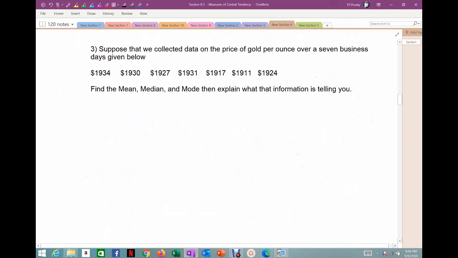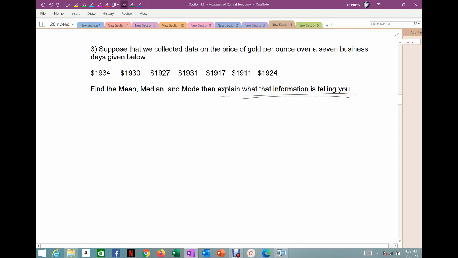Alright, problem number 3. Suppose I've collected the following prices of gold. This is gold per ounce, right? Gold is worth a lot of money, and an ounce is not very big. If you have a gold coin, it's worth probably a couple thousand dollars, if it's a fairly significant gold coin. Find the mean, median, mode, and then explain what the information is telling you.